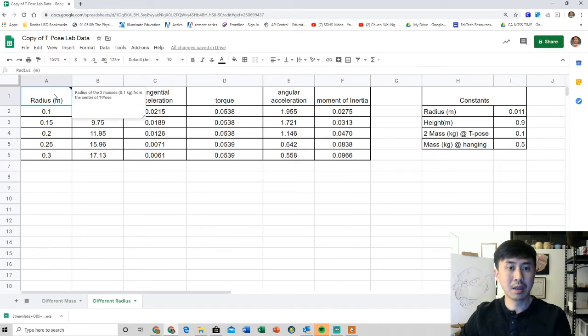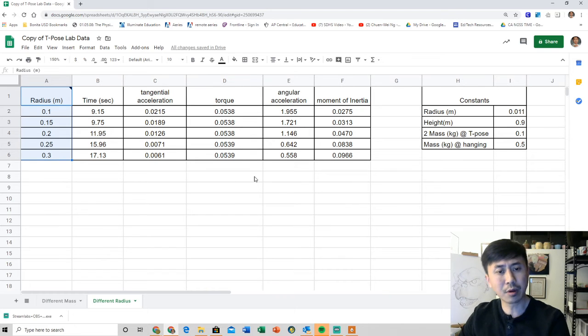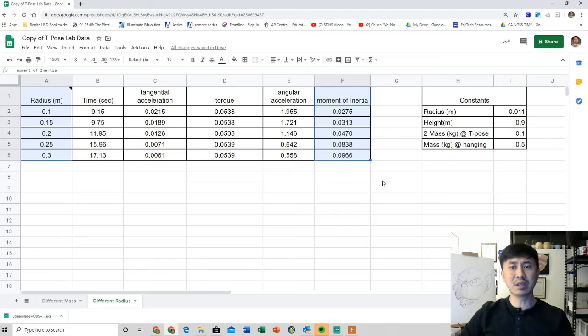So here, I'm going to highlight the radii, hold down Control so I can highlight the moment of inertia also. This is the way that I prefer, but if you want, you could do it the way in the prior video where we just copy and pasted. Make sure you paste only the values. Go up to my insert chart.